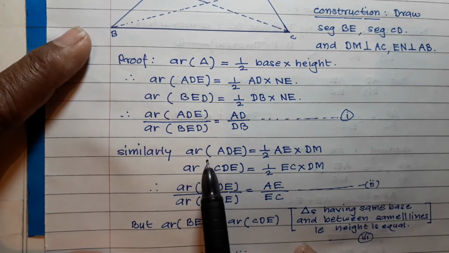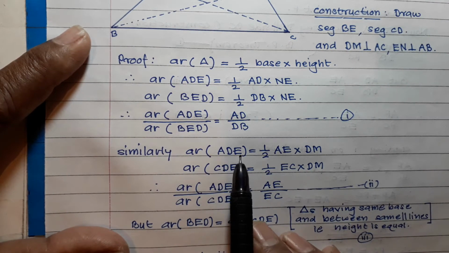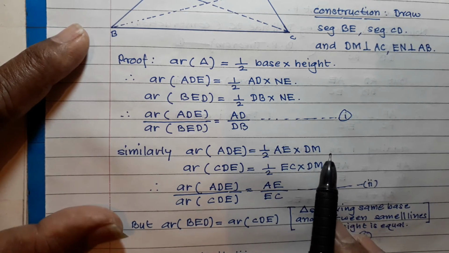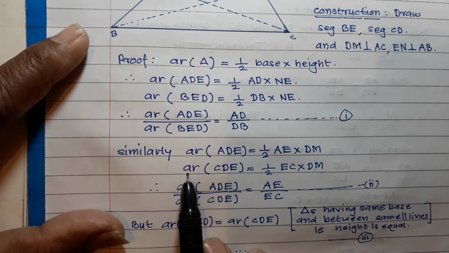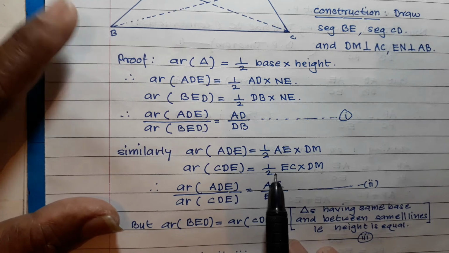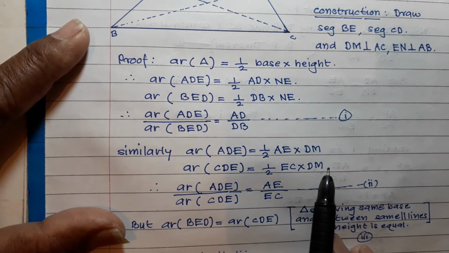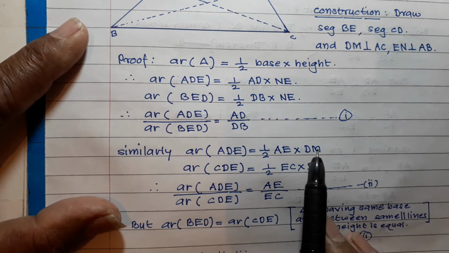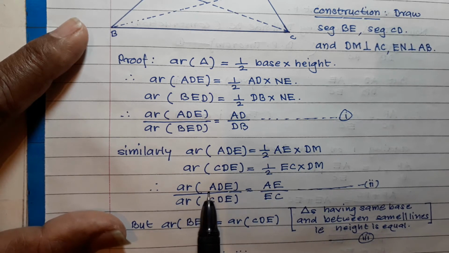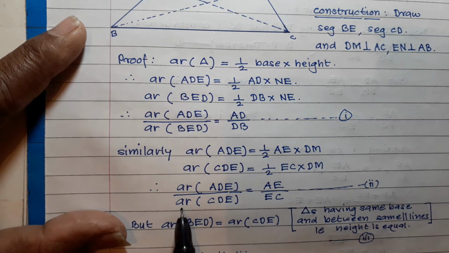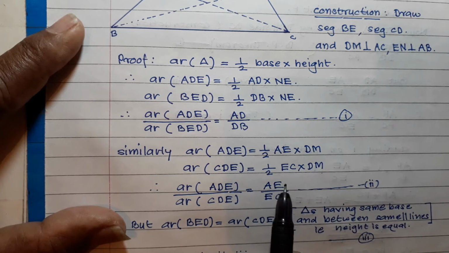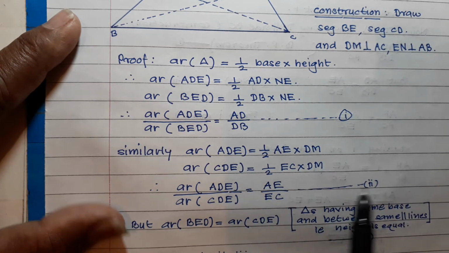Similarly, area of triangle ADE is equal to 1 upon 2 AE into DM, and area of triangle CDE is equal to 1 upon 2 EC into DM. So in this case their heights are equal, and therefore area of triangle ADE upon area of triangle CDE is equal to AE upon EC, equation number 2.